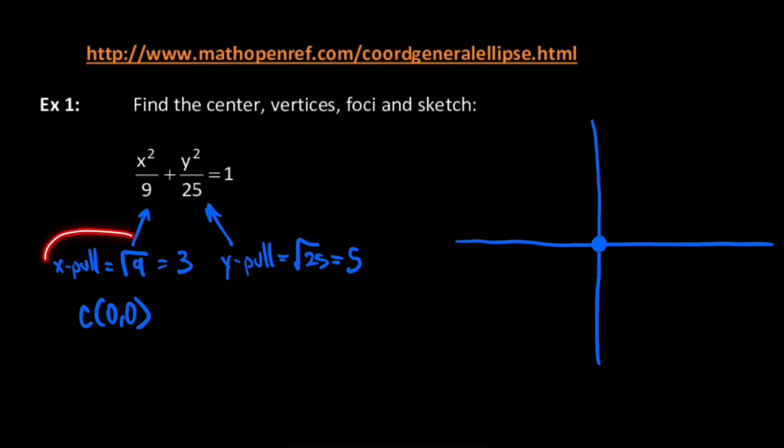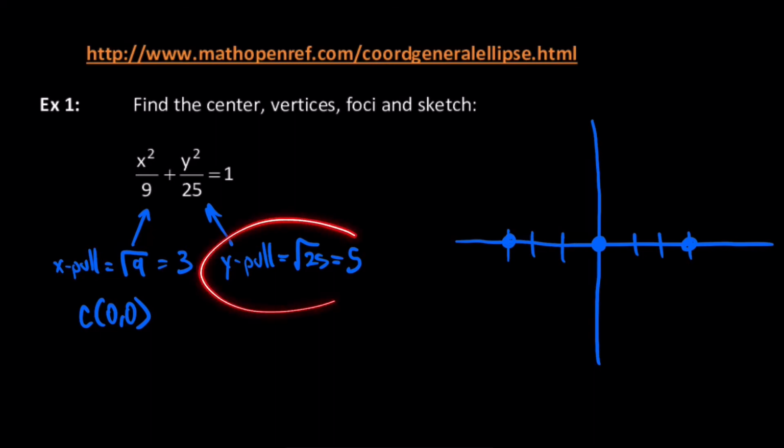X pull tells you how far you're pulling in the x direction. So if the x pull is 3, that's 3, and that's 3, and those would be those endpoints. All right, well, that's not too bad. 1, 2, 3, there's an endpoint. 1, 2, 3, there's an endpoint.